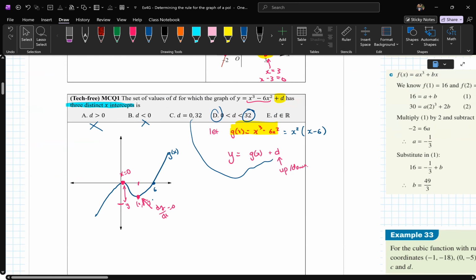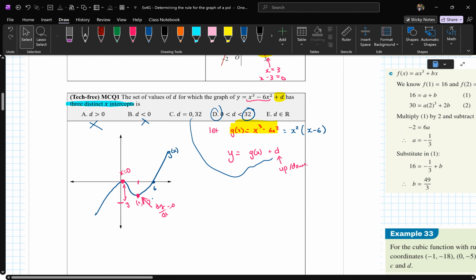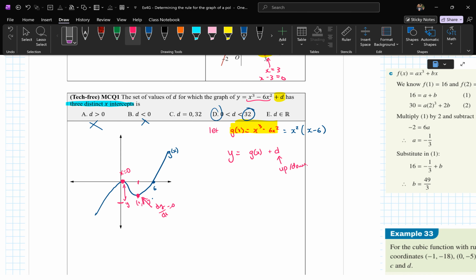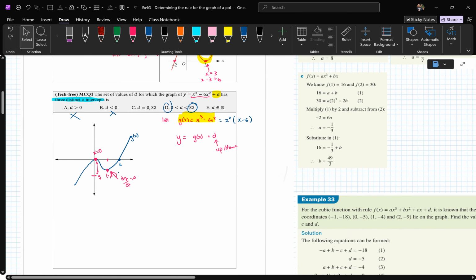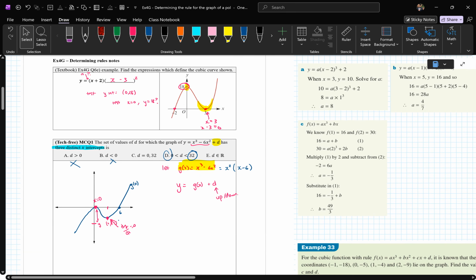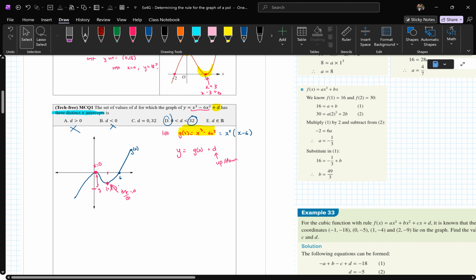Cool. Hands up, you got D. Cool. Well, now you know. That's a typical question I've seen here and there. So when you see something like that, try to find something that you can sketch. All right, let's go to the next one.